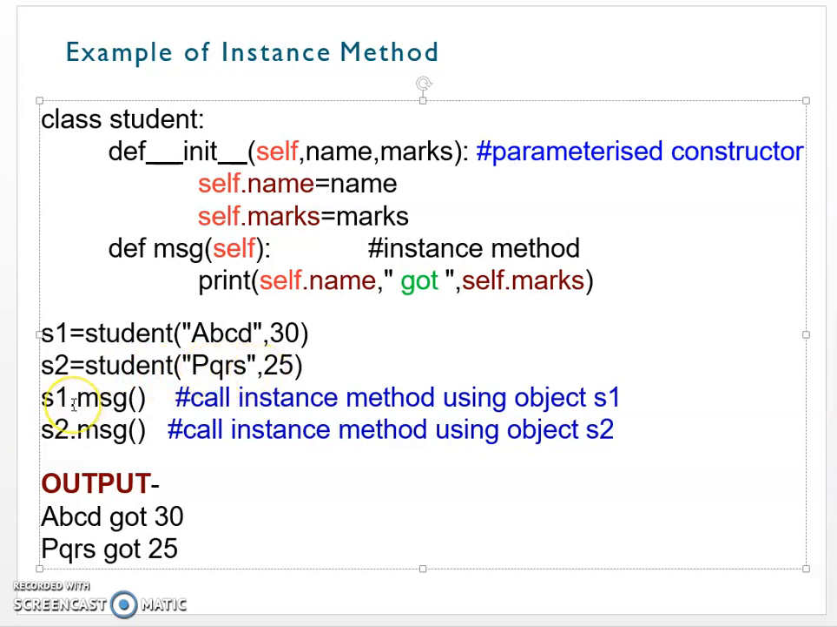And then I have called the message method with the first object, that is object name dot method name, S1 dot message, which calls the instance method. It will print ABCD got 30 on the console because S1 object's values are ABCD and 30. Next, the same method I have called for the S2 object. So S2 dot message will print PQRS got 25 on the console. That is the second object's values.